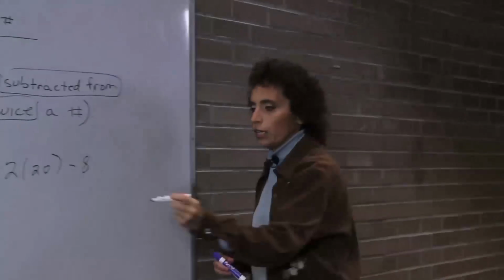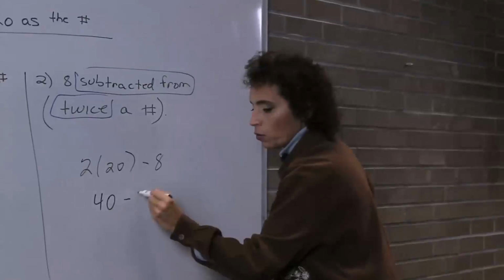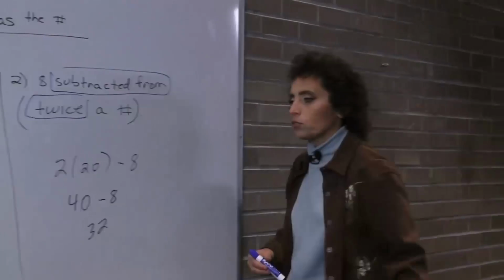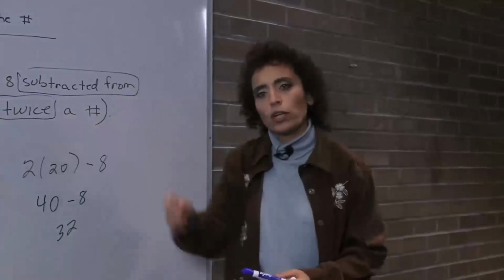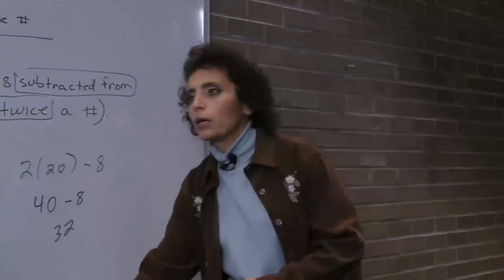2 times 20 is 40. 40 minus 8 is 32. So the answer is 32. So be careful about this word from, and now you know what twice means. It means to multiply the number by 2.